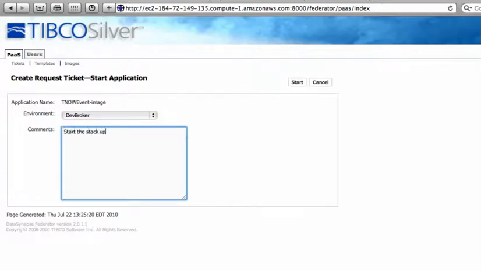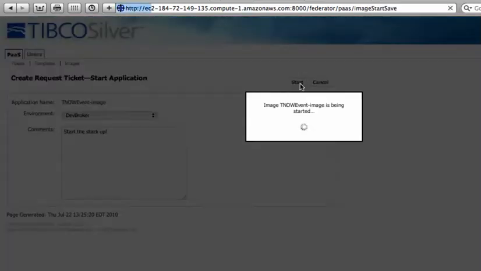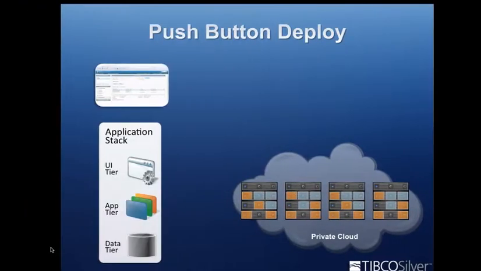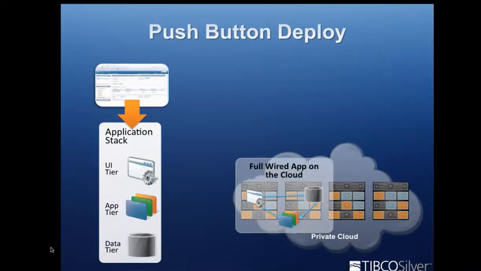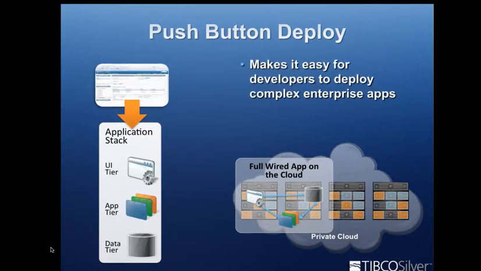Now, this seems simple, but if we take a look at the diagram and think about it, the app stack has three different components all deployed to different hosts. And I was able to push-button deploy that complex enterprise application stack without having to worry at all about the target environment. This makes it really easy for developers to deploy complex enterprise applications, yet it lets administrators retain a maximum amount of control.